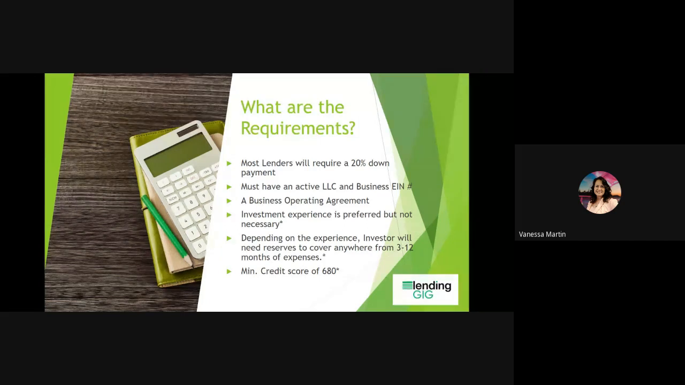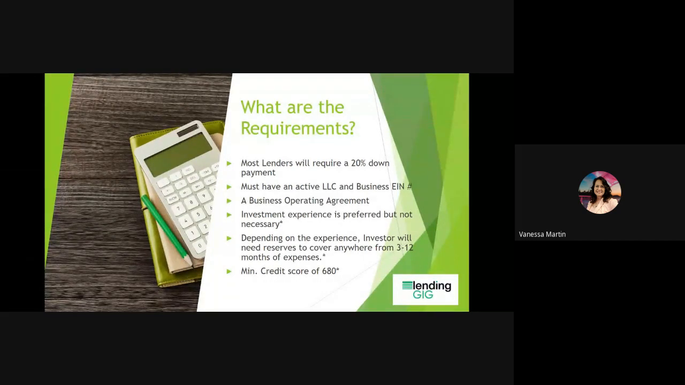The investment experience is preferred, but again, not necessary. We stress that because we do have lenders that will absolutely work with you if you are a first-time investor. The only caveat to that is that they will expect reserves anywhere from 9 to 12 months. Maybe they'll go as low as 6. With investors that are experienced, they do 3 to 6 months.